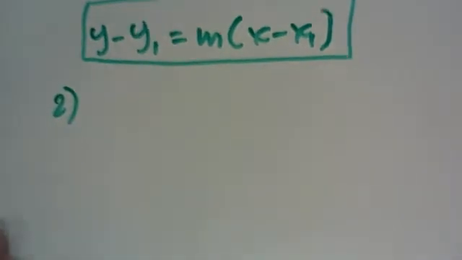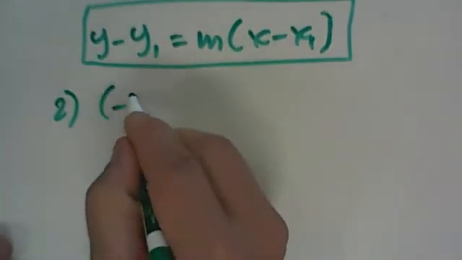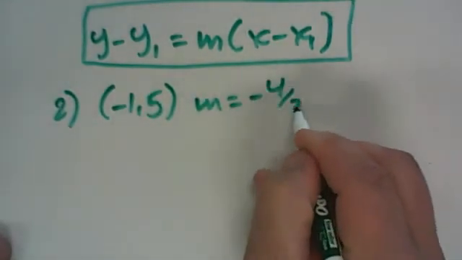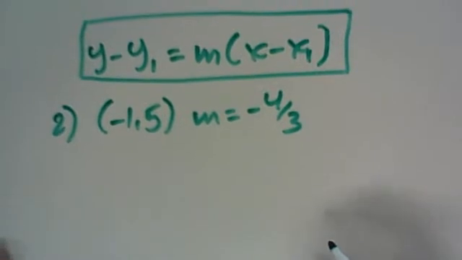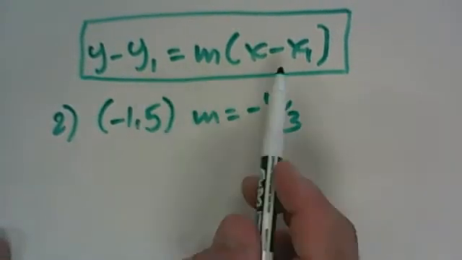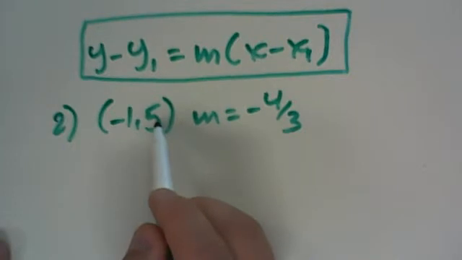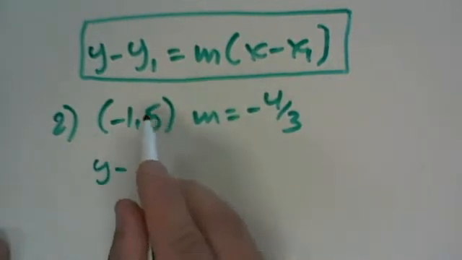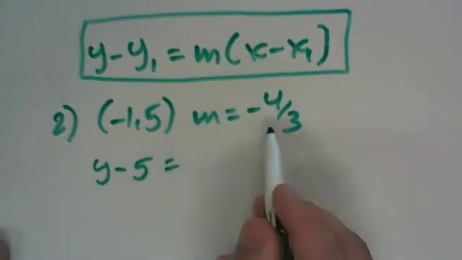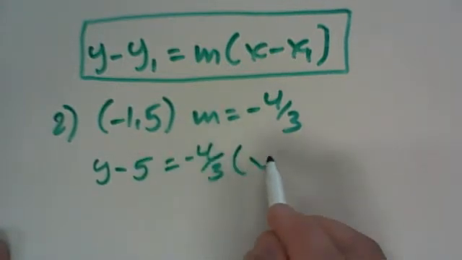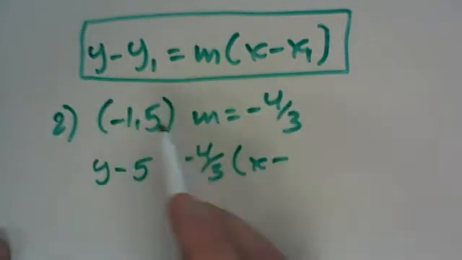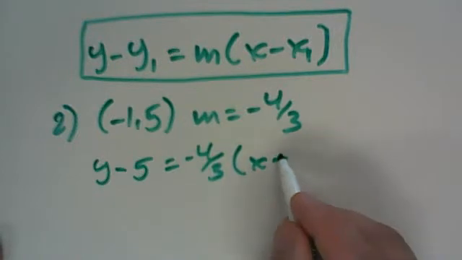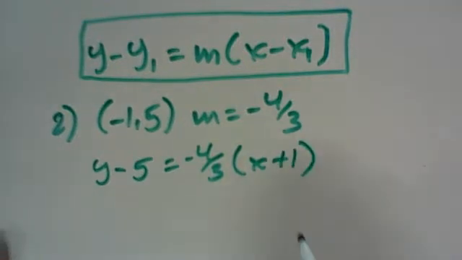Number 2, we're going to be writing an equation of a line that goes through the point -1, 5, but has a slope that is -4/3. And to do that, we're just going to simply plug these values into this equation. We have x1, y1, and then the slope. So it's going to look like this. Y minus y1, which is 5, equals the slope, which is -4/3, times x minus x1, and x1 is -1. So it's going to be x minus -1, which is the same thing as x plus 1. And that's it for number 2.